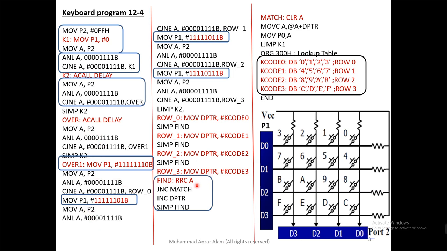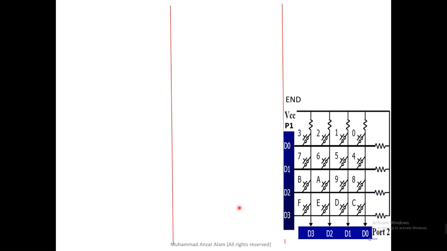If the accumulator contains a zero bit, then we have to find which bit it is. For example, if this bit is zero, it means the switch number is 8. If this bit is zero, it means the switch number is 9, and so on. Hope you understand this one.